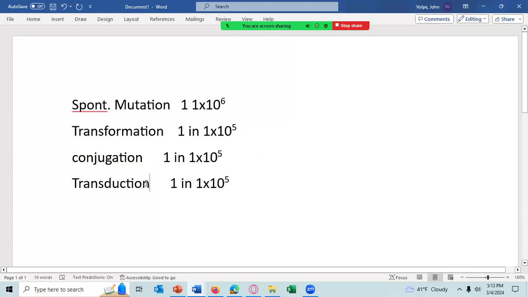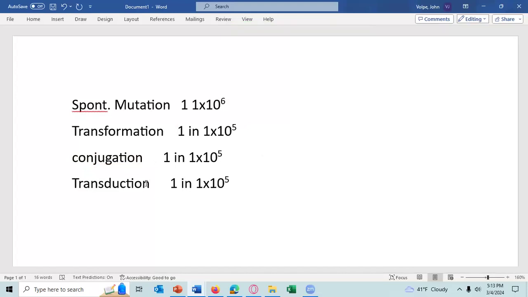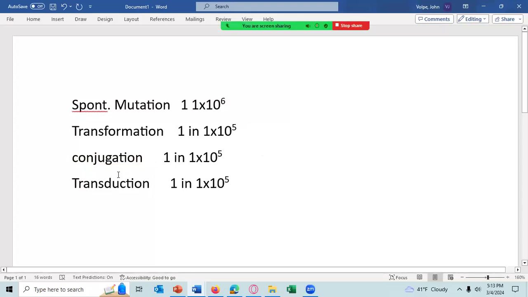Any question about any of that? So if a cell picks up a new gene that is pre-existing in the population, it's much more likely to pick that gene up from transformation, conjugation, or transduction than it would be from spontaneous mutation. Any question about that? Now, of course, we're talking about bacteria cells.